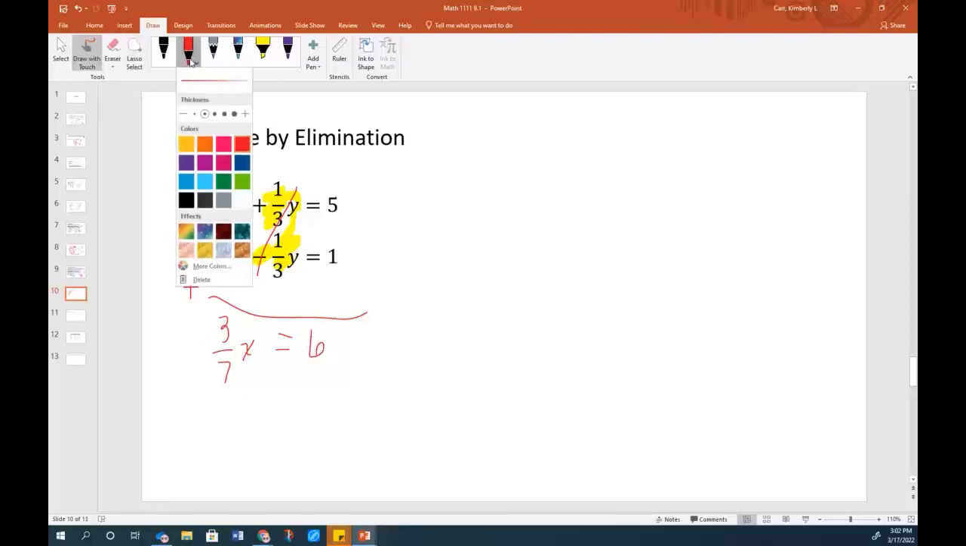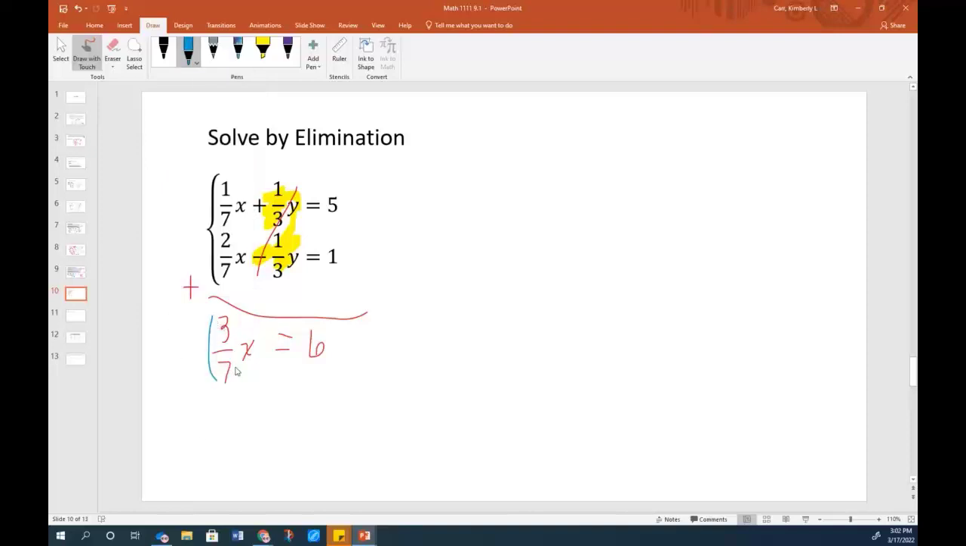Now, I can divide by 3/7, but to divide by a fraction is the same as multiplying by the reciprocal. So I'm going to multiply both sides by 7/3. These cancel, and I just get x equals. And here, 6, you can multiply and then divide, or divide and then multiply. 6 divided by 3 is 2. 2 times 7 is 14. So even though it's a fraction, you can treat it like different numbers.